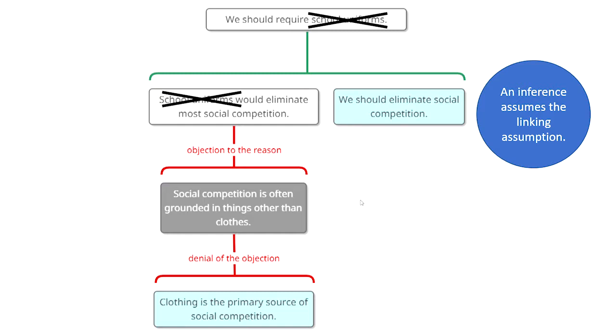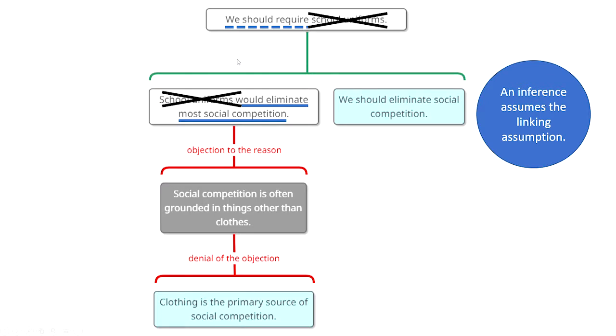That's the same thing. What they might be confused about is how eliminating social competition means that we should do something. So we identify what I sometimes call, when I'm teaching, the leftover concepts, the concepts that are left over when we eliminate or fail to consider the common concepts. And there they are, right? The leftover concept in the conclusion is we should require. The leftover concept in the reason is would eliminate most social competition. If you put those things together, you do get something like we should eliminate social competition.